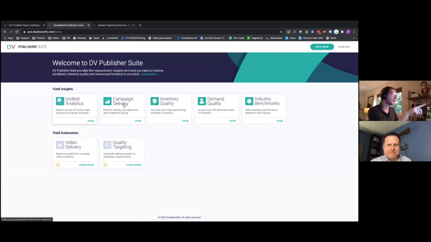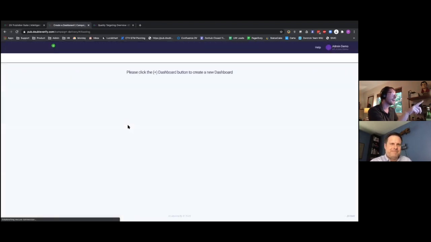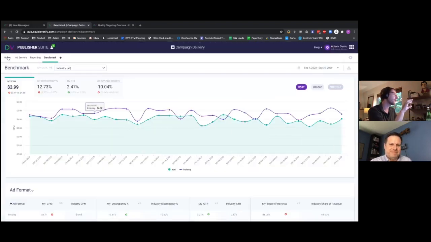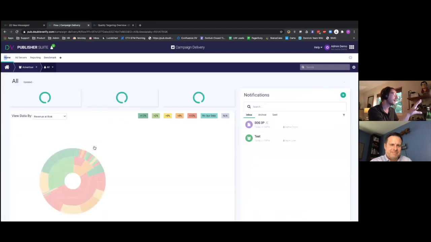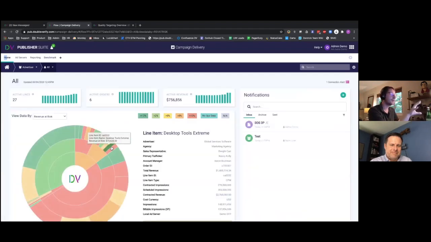Flow IQ is the other part, which is campaign delivery. This then kind of drills that into, still on the benchmark tab here. So this is around delivering direct sold campaigns, right?